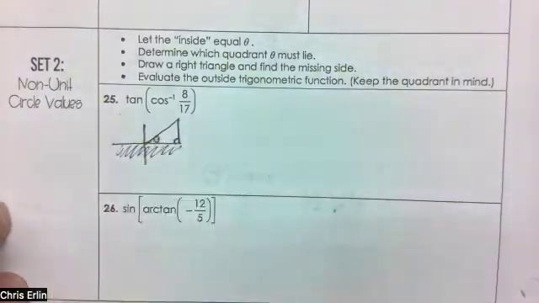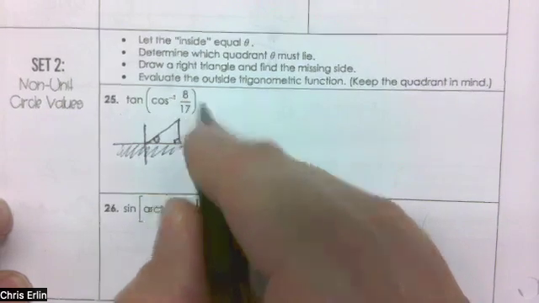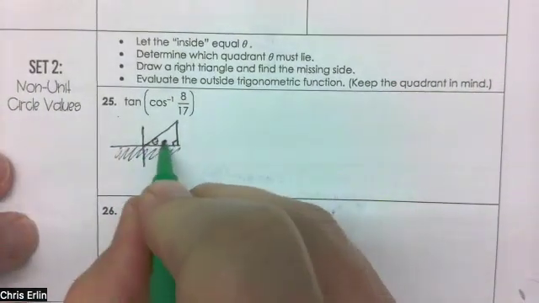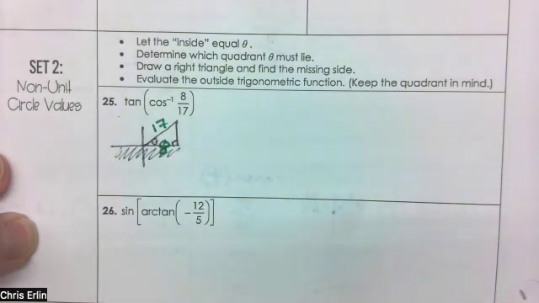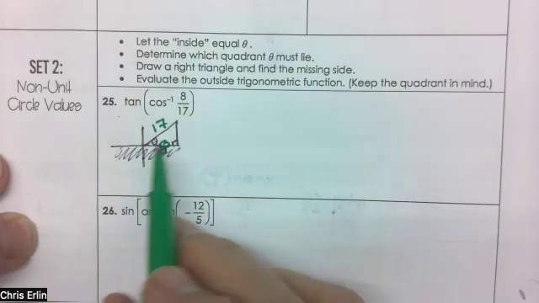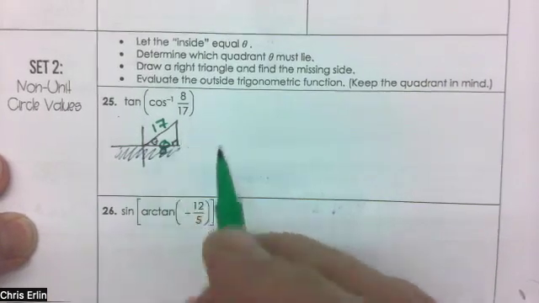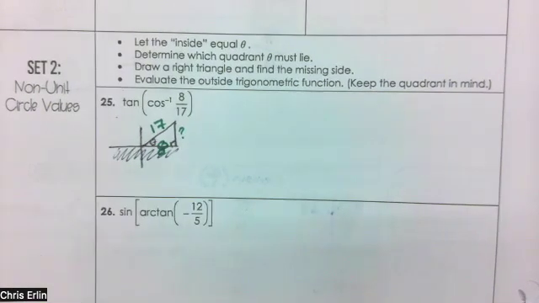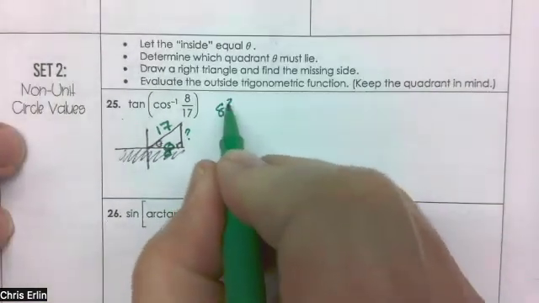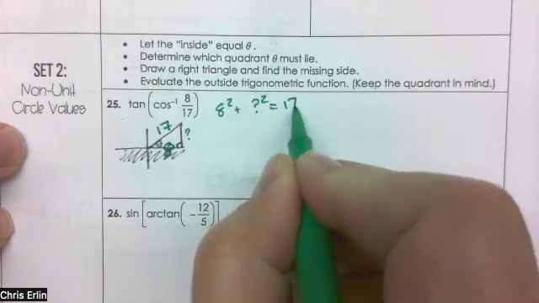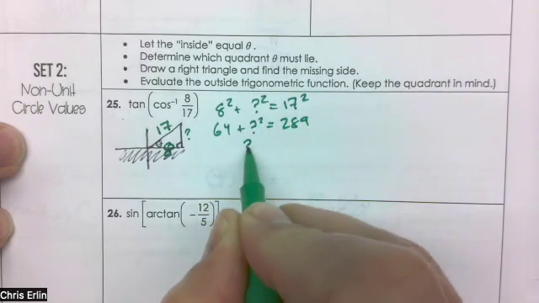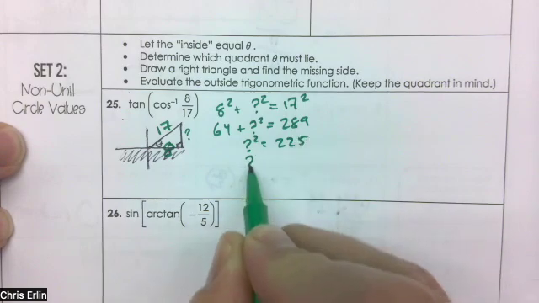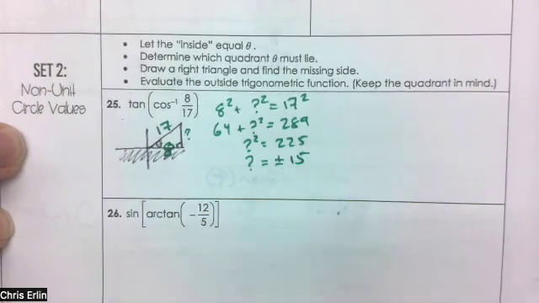I don't know what that triangle is. It's certainly not to scale. Call that theta. And if the cosine is 8 over 17, then I know that the adjacent side length is 8. The hypotenuse is 17. But in order to find tangent, I need to have opposite over adjacent. So I need this side. Pythagorean theorem, right? 8 squared plus question mark squared equals 17 squared. 64 plus question mark squared equals 289. Question mark squared equals 225. So question mark is positive or negative 15.